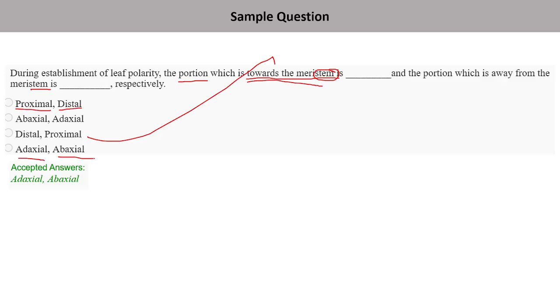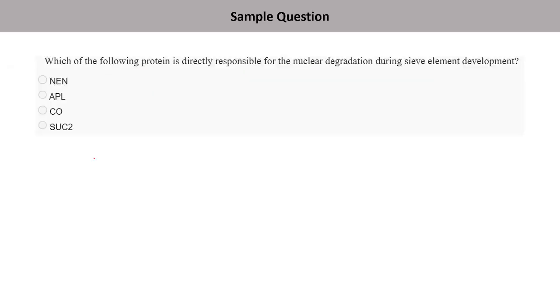We'll move ahead with our next question. Which of the following proteins is directly responsible for nuclear degradation during sieve element development? The options are NEN, APL, CO, and CUC2. I'll give you some time. Please think and answer.